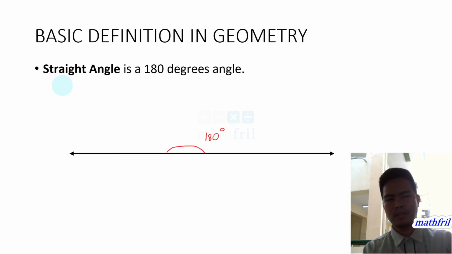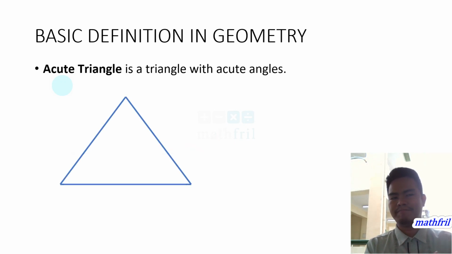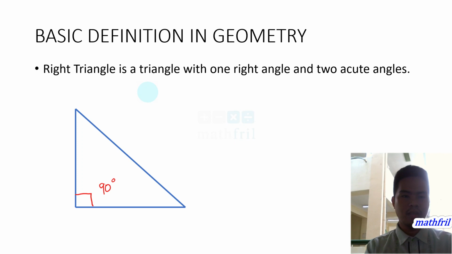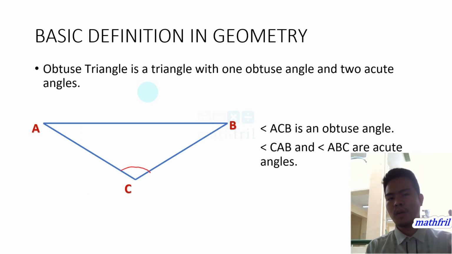Acute triangle. From the angles, the triangle is born. An acute triangle is a triangle with acute angles. So again, what are acute angles? Smaller than 90. This is an acute triangle. A right triangle is a triangle with one right angle and two acute angles, of course. And an obtuse triangle has only one obtuse angle. So ACB here, A, C, and B, this is more than 90 but less than 180 degrees. And we have two acute angles here, angle A and angle B.